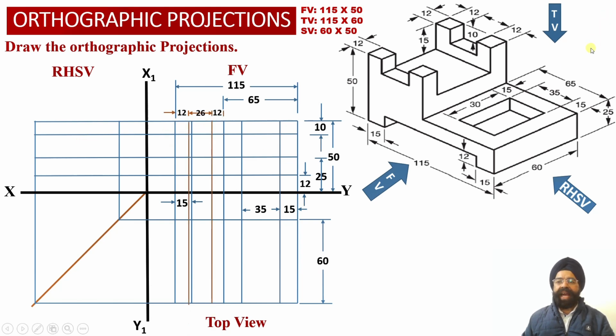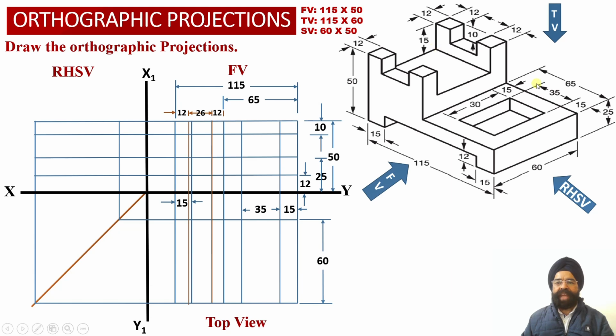Now we know that in this vertical web we have been provided with the dimensions of the square blocks which are available on either side of this vertical web over here, right? So next to this rectangular slot we have got two vertical square blocks over here. The dimensions of the square block are 12 by 12 millimeter and the height is equal to 10 millimeter.